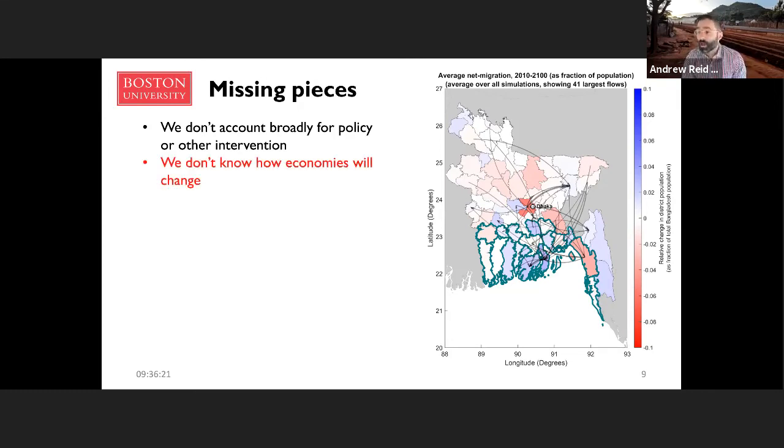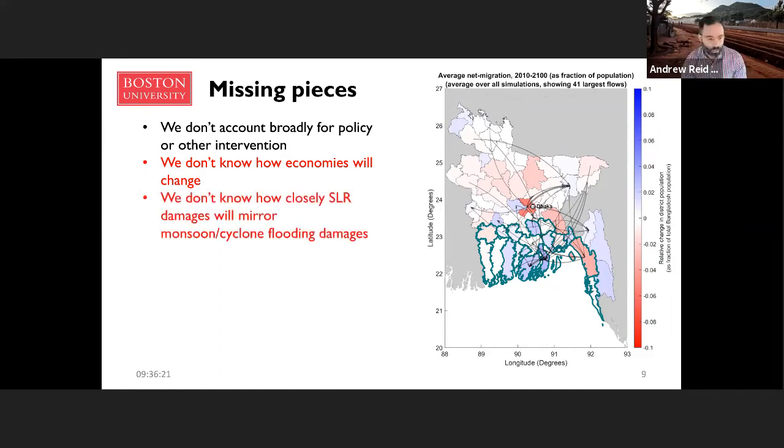We also don't know how economies will change. We don't know how infrastructure investments will change, or where big businesses currently operating in the coastal zone might move to. We don't know any of that. We don't know what the experience of SLR will be, and how it will be different from, or close to, the history of experiencing monsoon and cyclone driven flooding damage. And importantly, and related to this, we don't know how a flood that's initially experienced as a shock then becomes the norm. And this matters because it's the difference between uncertainty versus expected variation.